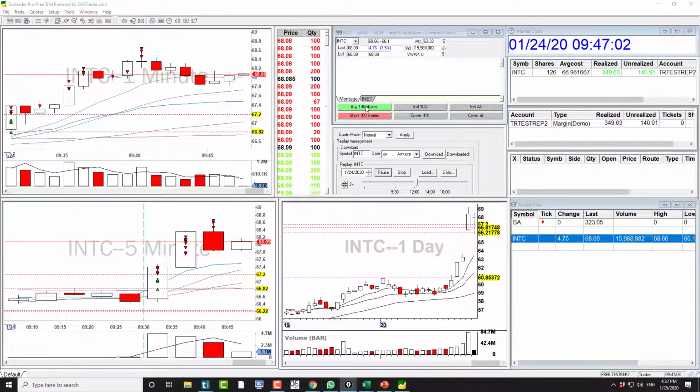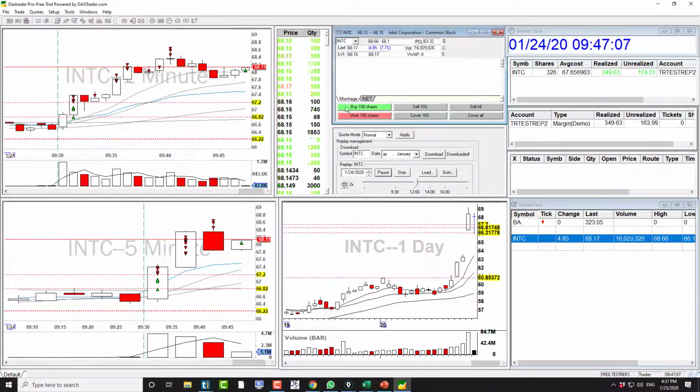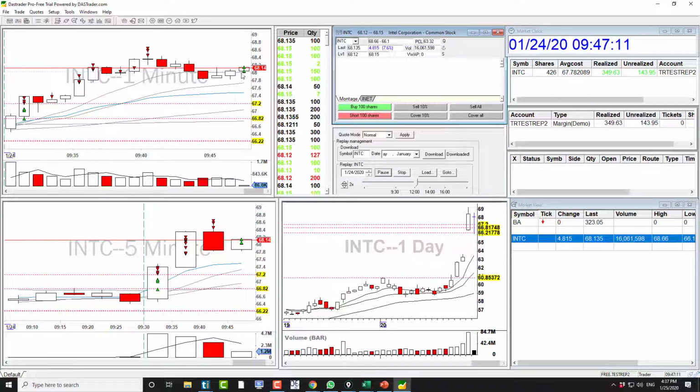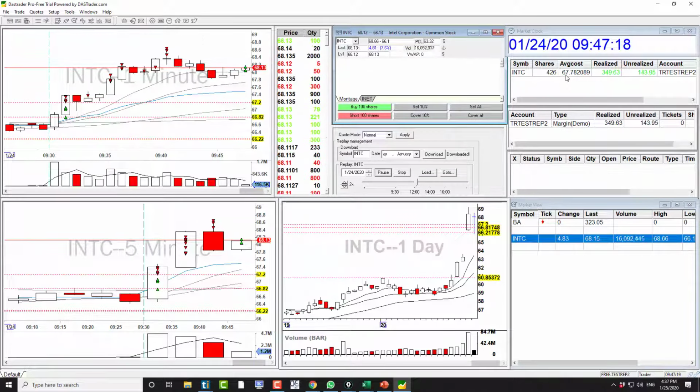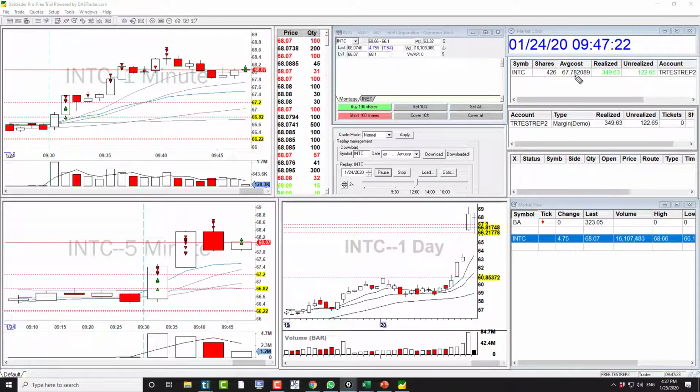Again, I want to say now close it. Actually, I want to add a couple of shares, a little bit more into that, because now we actually closed above this moving average. Now my stop loss, based on the new average that you have, is 67.78.